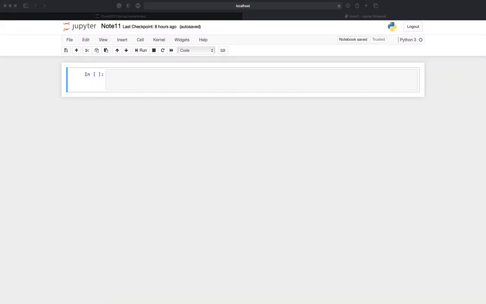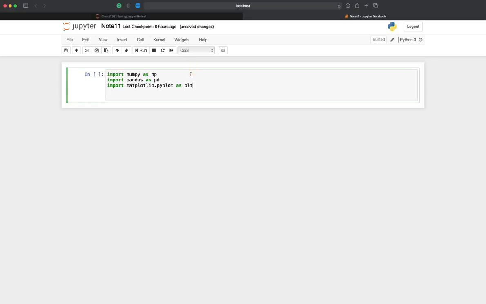Hello everyone. Today I'd like to continue visualizing the states data set. We will draw a histogram, interpret a histogram, and we will talk about the law of large numbers and the central limit theorem. Okay, so I will start with importing NumPy and Pandas and Matplotlib.